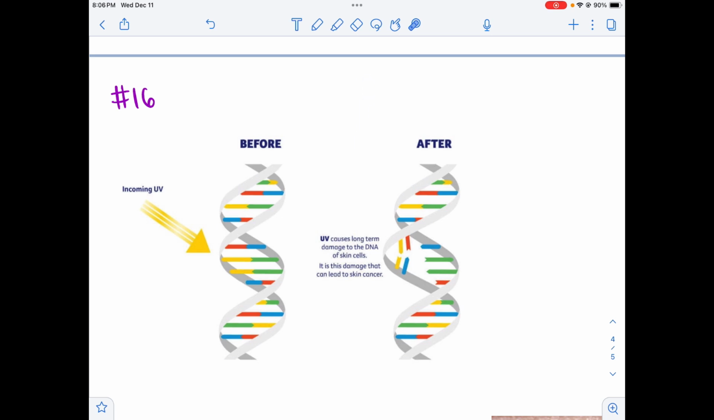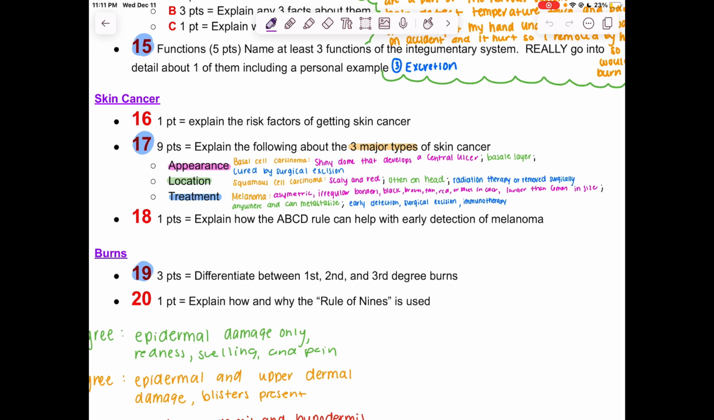One risk factor of getting skin cancer is overexposure to UV rays because the DNA in cells can be damaged, causing mutations in DNA of replicating skin cells leading to cancer. Another risk factor is frequently irritating the skin. 3 major types of skin cancer are basal cell carcinoma, squamous cell carcinoma, and melanoma.